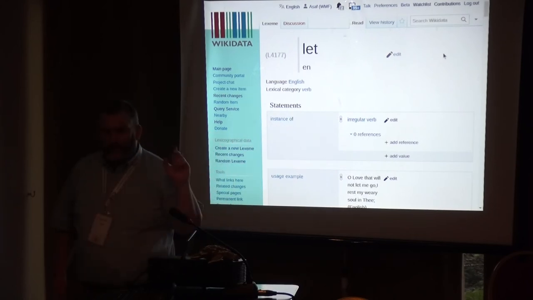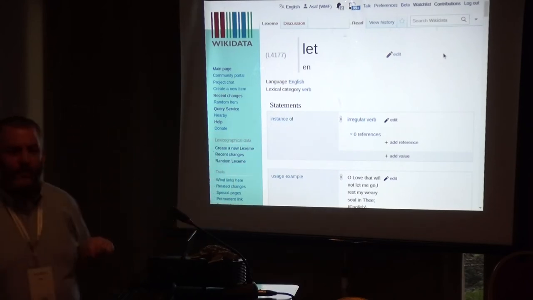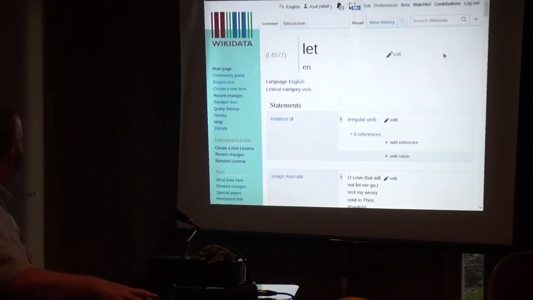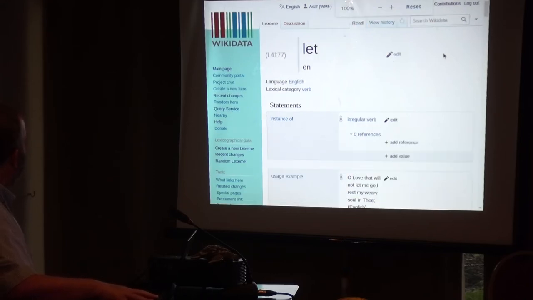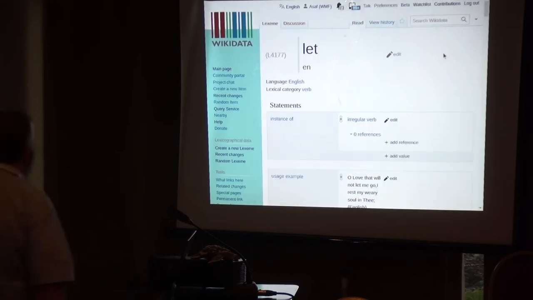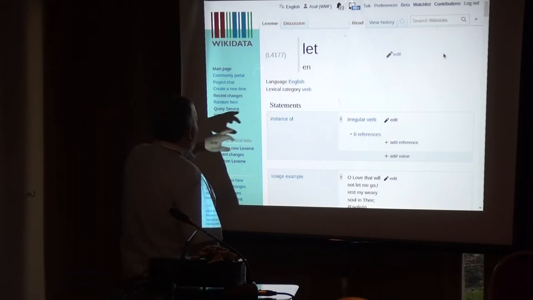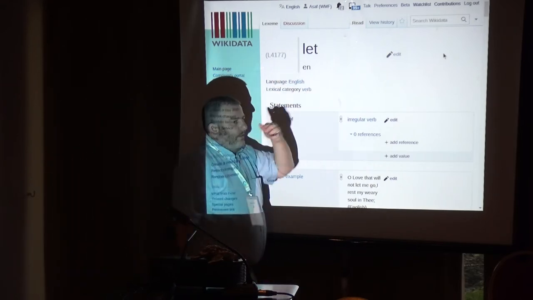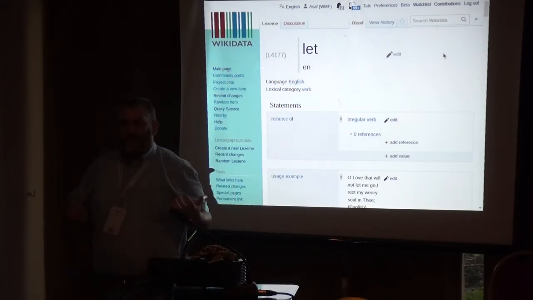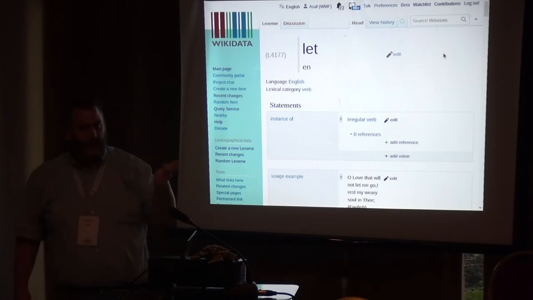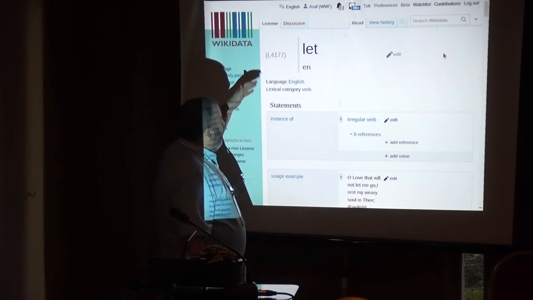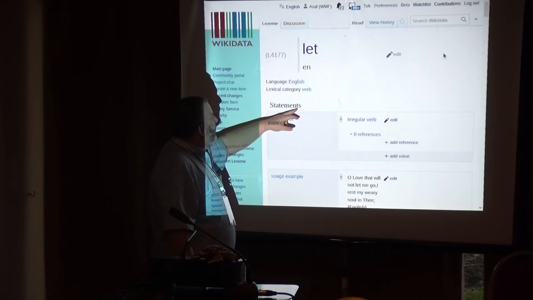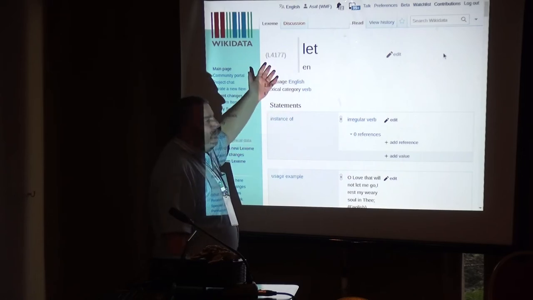Can you all read the small print, or should I enlarge it a bit? That makes it awkward already. Yeah. So, lexical category: verb. So this is a verb in terms of parts of speech, right? It's not a noun, it's not an adjective. It's a verb. And now, like we have for Wikidata items, we have statements about this lexeme.